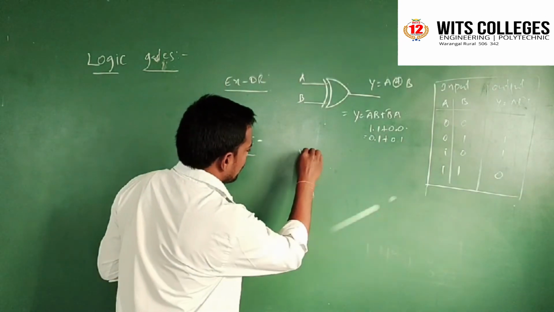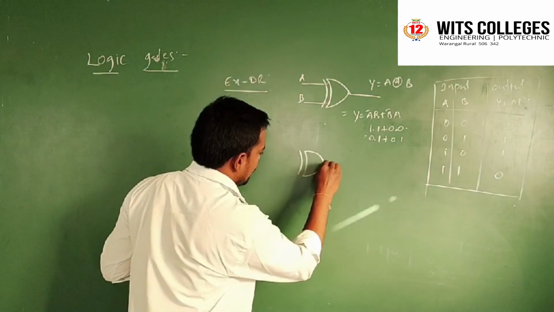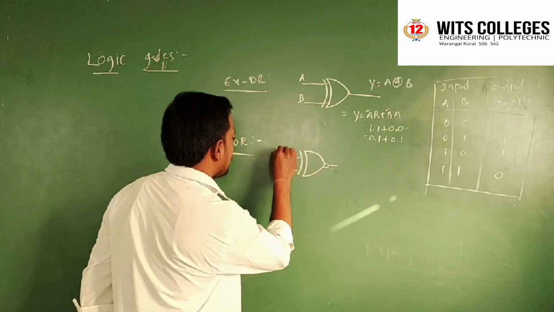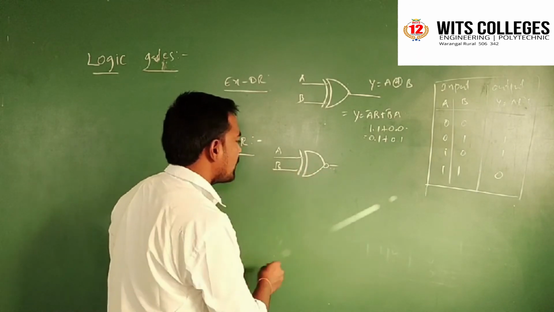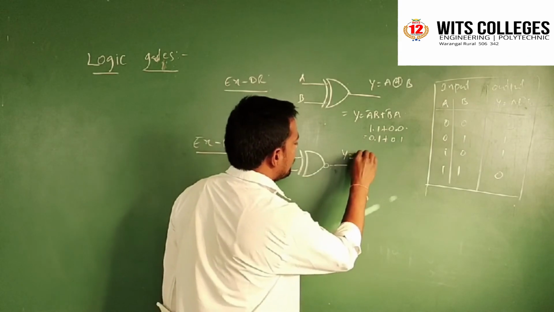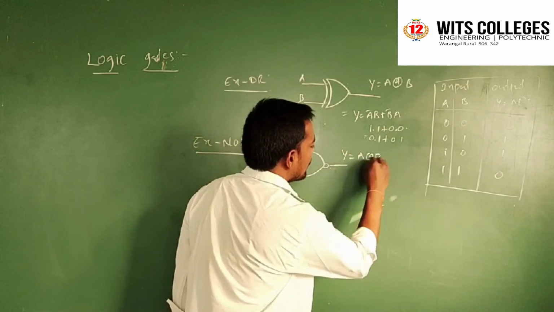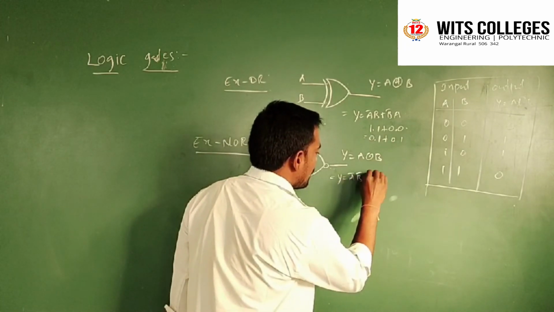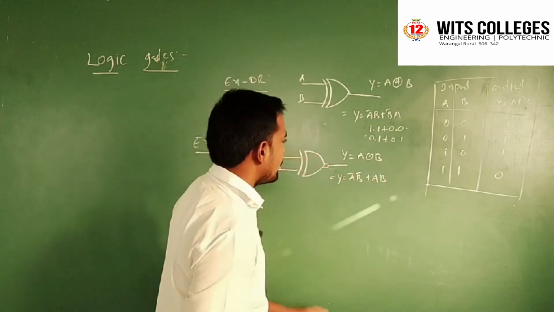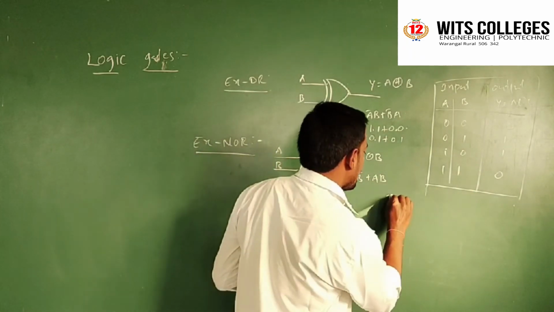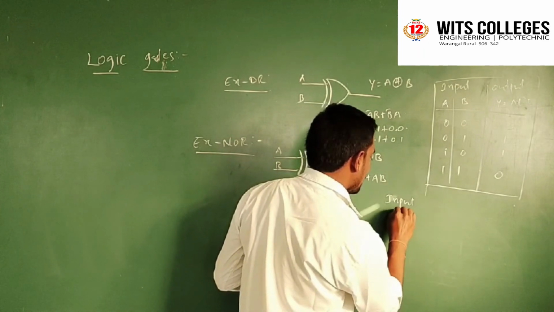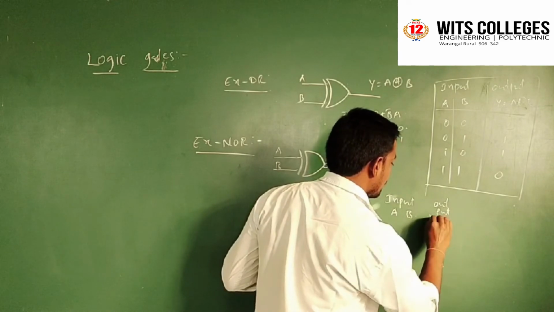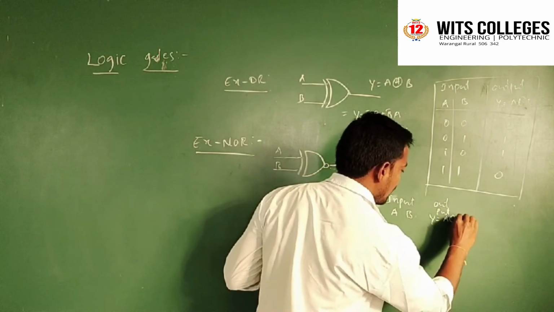Okay, so this is the logic diagram, and this is the NOT gate symbol here, and here we are giving both inputs A and B, and that is Y equal to A exclusive NOR B, and this will be represented as Y equal to A bar B bar plus A into B. Coming to the truth table, here we are giving the inputs A and B, and we are getting the output Y equal to A exclusive NOR B.